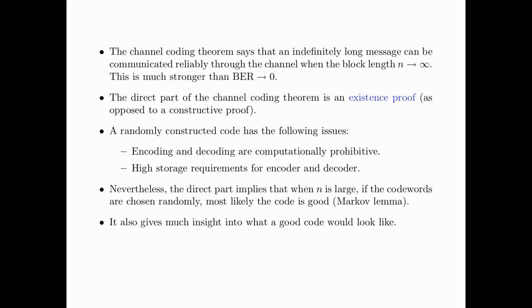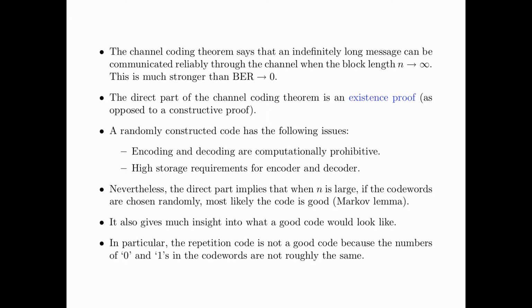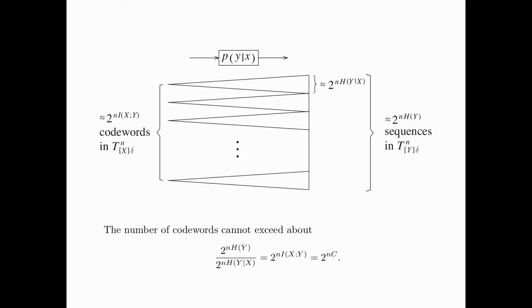The direct part of the theorem also gives much insight into what a good code would look like. In particular, the repetition code we discussed at the beginning of the chapter is not a good code because the number of zeros and ones in the code words are not roughly the same. This is an illustration of a good code.